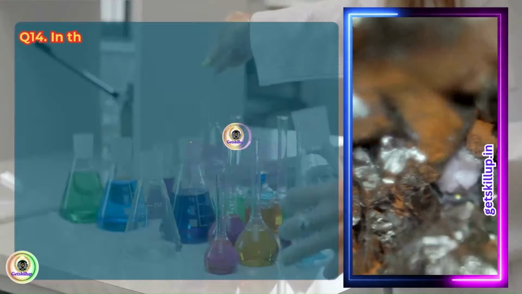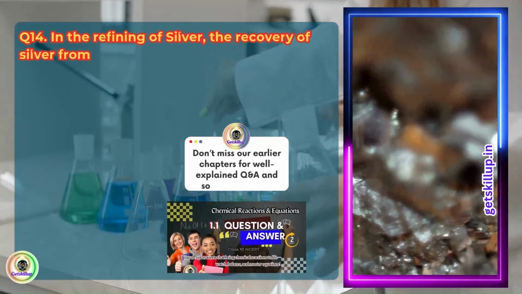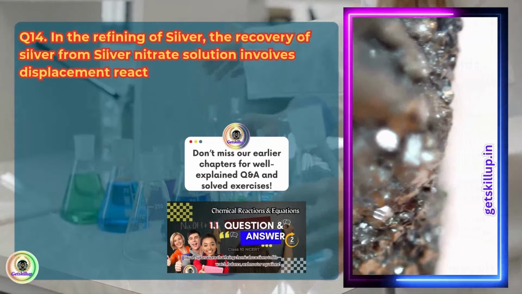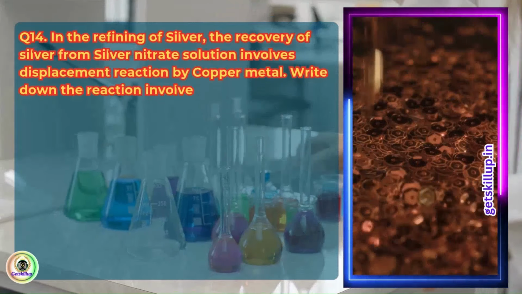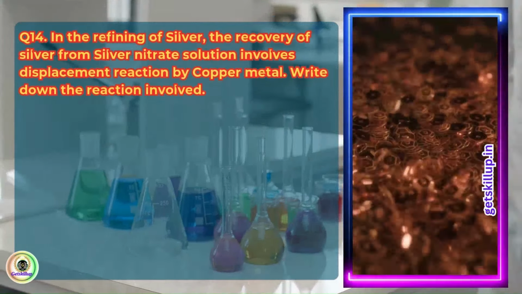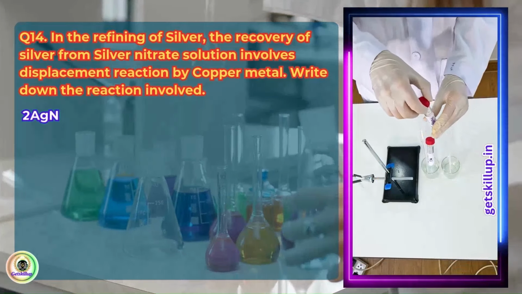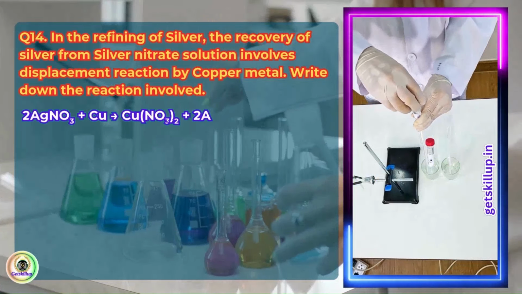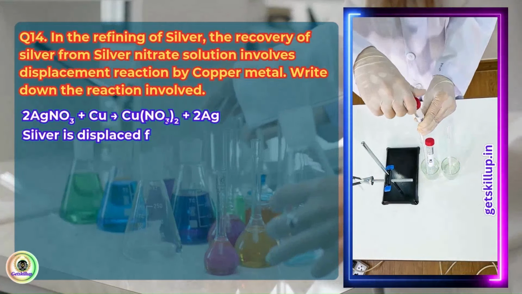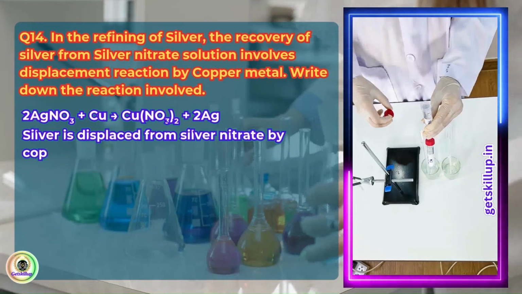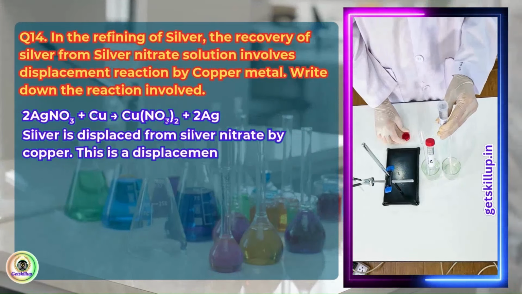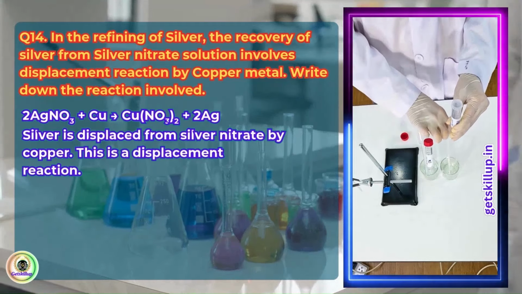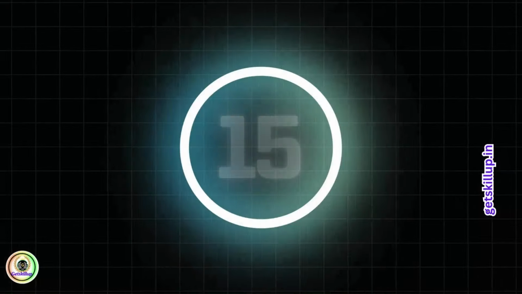Question 14. In the refining of silver, the recovery of silver from silver nitrate solution involved displacement by copper metal. Write down the reaction involved. 2AgNO3 plus Cu gives rise to Cu(NO3)2 plus 2Ag. Silver is displaced from silver nitrate by copper. This is a displacement reaction.